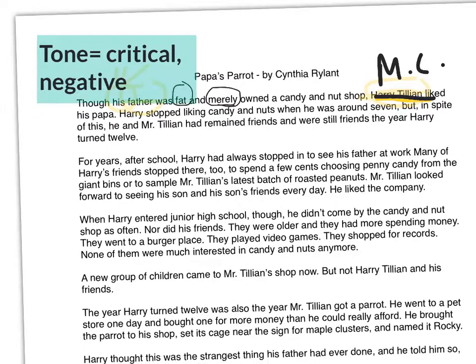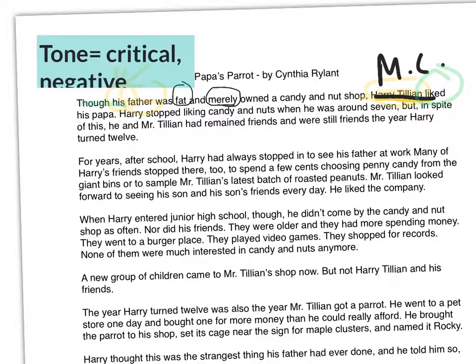You can write yours on the side. Mine's not quite fitting. So then I have the word "though," and I see "though, his papa was fat, though there's some negative things about the dad, Harry Tillman liked him." Okay. So even though daddy's not perfect, the son likes his dad. I'm already seeing some idea about what the conflict might be.